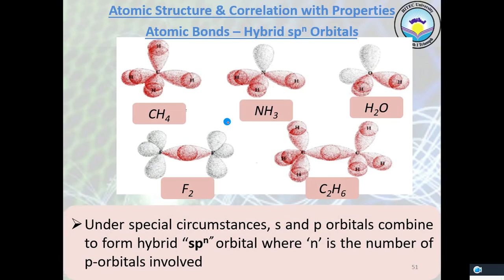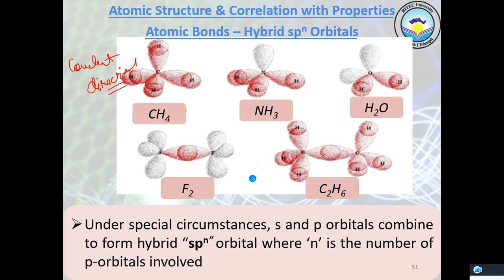Then we can see that the covalent bond is directional. When there is a covalent bond, there will be a sharing of electrons, and before the electrons make a covalent bond, they arrange themselves in a specific direction and pattern. For example, in case of CH4, you can see the central carbon atom surrounded by hydrogen atoms at a particular angle. So this is the example of methane. Similarly, we have the examples of H2O, NH3, F2, and C2H6 as well.